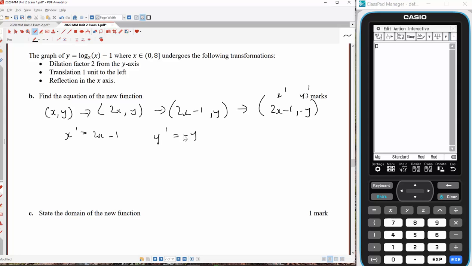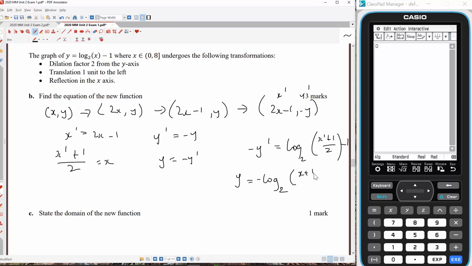Okay, so what we'll do is we'll solve for x and y. So I've got x dash plus 1 on 2 equals x and y equals negative y dash. Right, so my function is negative y dash equals log 2 of x dash plus 1 on 2, take 1. Right, let's just clean that up a bit. y equals negative log 2 of x plus 1 on 2, plus 1. So I'm dividing this whole right-hand side by negative 1.